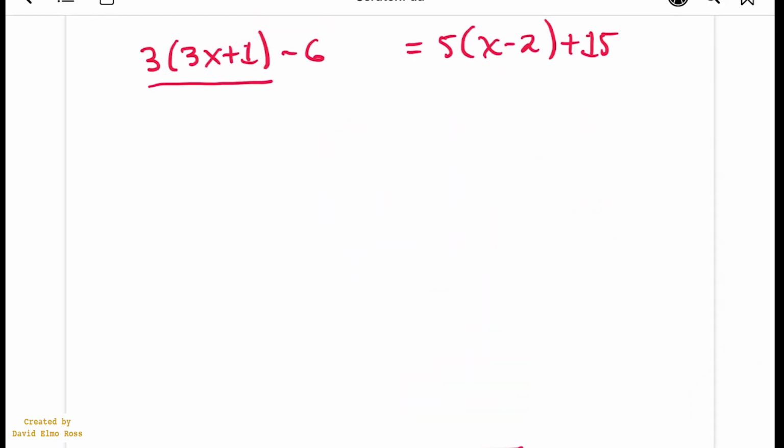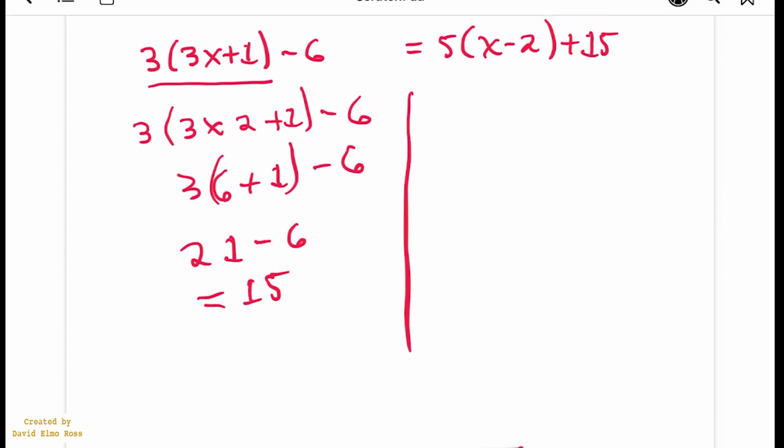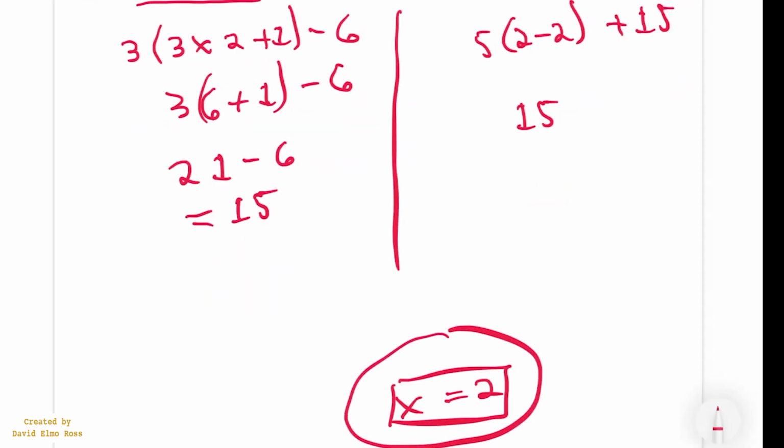But to check our solution, we have to substitute this back into the left side and the right side and make sure they're the same. So this is going to be 3 times 3 times 2 plus 1 minus 6. So this is equal to 6 plus 1 times 3 minus 6. So that's 3 times 7 is 21 minus 6, which is equal to 15. On this side, this is going to be 5 times 2 minus 2 plus 15. 2 minus 2 is 0, so our right side is also 15. So this becomes our solution.